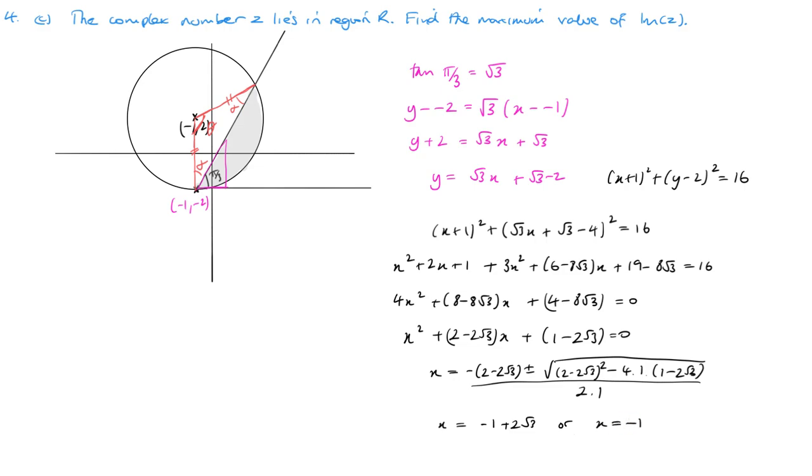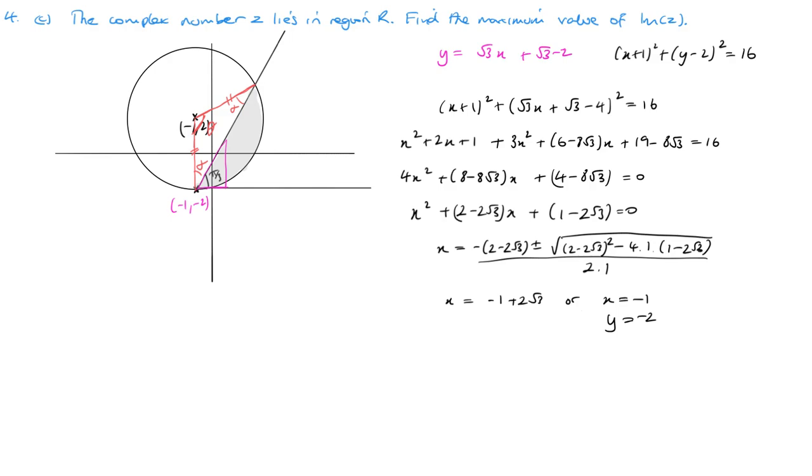Now this one we've already got. X is minus 1. This will give me y equals minus 2. That one we've already got. This one is the one that then is going to lead me to this value. So obviously this one's minus, this side. This one, 2 root 3 minus 1, is the positive x value, which is going to give me this one.